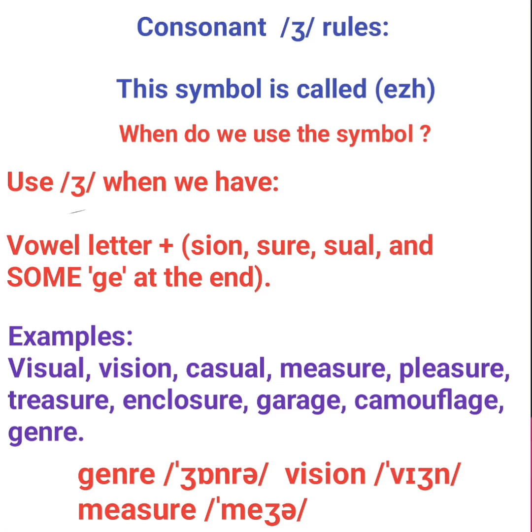The last symbol and sound to be examined in consonants is this sound. When do we have this symbol? Have you seen this symbol? We have it when we have vowel letter plus SION, SURE, SUAL, and some GE at the end. For instance, have you seen the examples I brought? Visual, it's not pronounced as Z. It's not pronounced as said, it's this sound. Visual, vision, casual, measure, pleasure, treasure, enclosure, garage, camouflage.